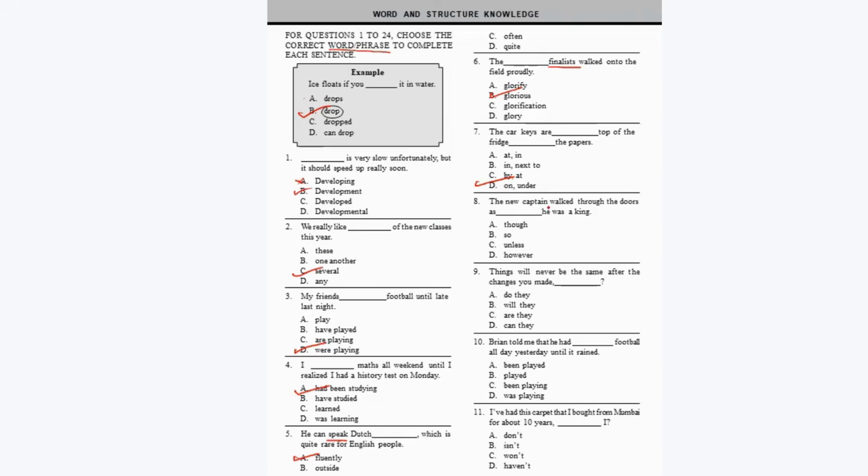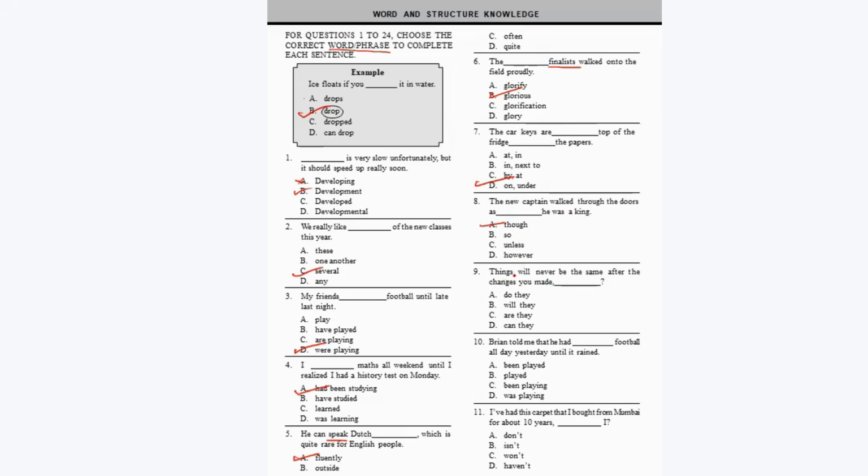Next, "The new captain walked through the doors as dash he was a king." So it should be: the new captain walked through the doors as though he was a king. Here, as though is your subordinating conjunction. Now, "Things will never be the same after the changes you made."